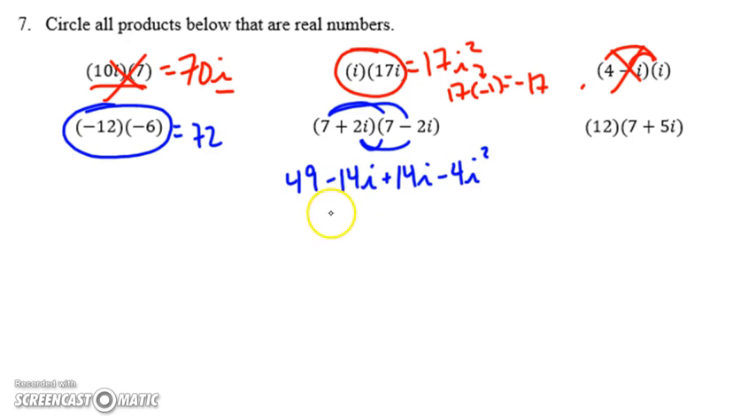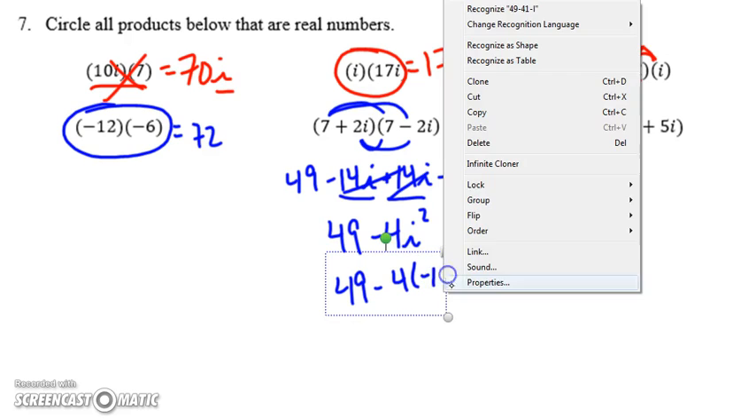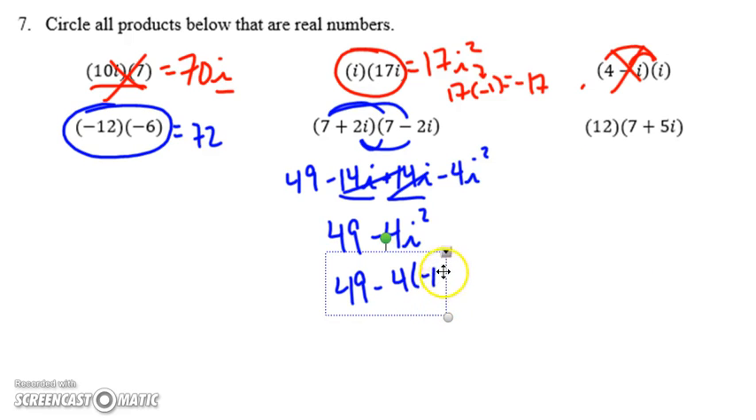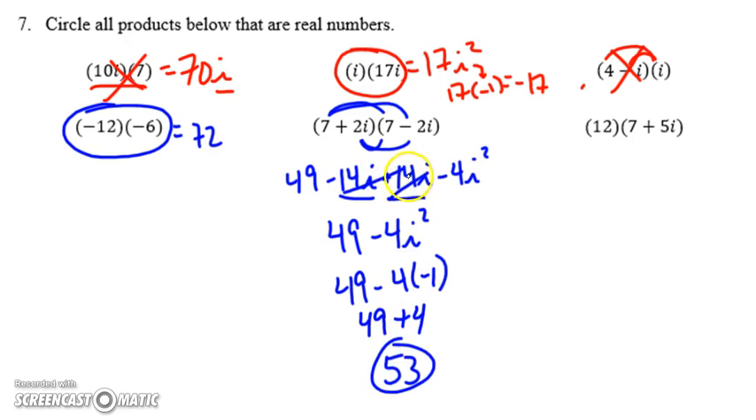So the first thing we're going to do is combine like terms. So we have 49, which stays by itself. -14i and +14i, those end up canceling each other out. And then I have -4i squared. And again, that i squared, we can substitute out for a -1. And I'm left with 49 plus 4, which then leaves us at +53. So again, we cancel out the i's here, we substituted out the i squared, therefore this results in a real number.